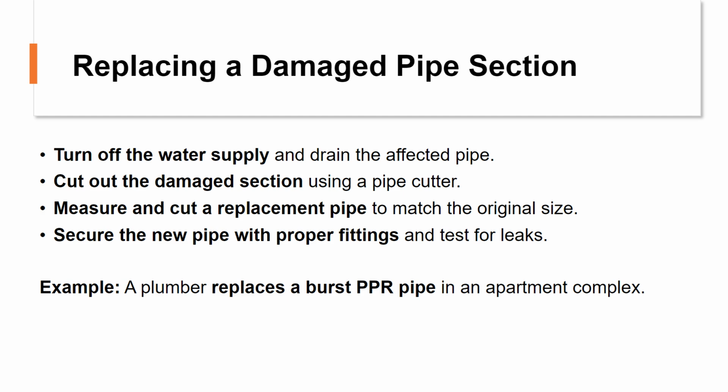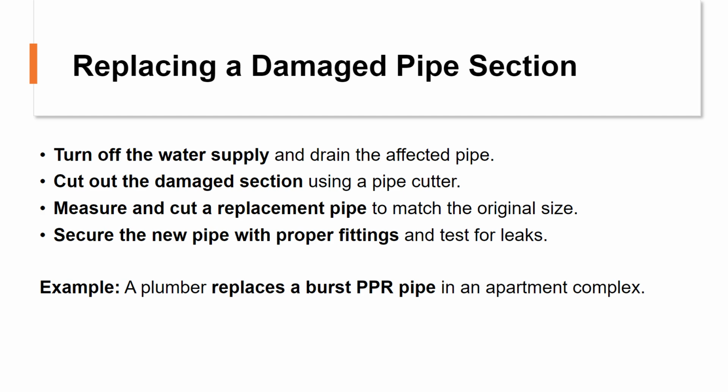Mark and cut out the damaged area. Use a pipe cutter or hacksaw to remove the affected portion. Cut straight and clean. Leave at least 2 inches of good pipe on either side. Prepare the pipe ends. Deburr, sand and clean both ends of the remaining pipe. A clean surface. A strong connection.